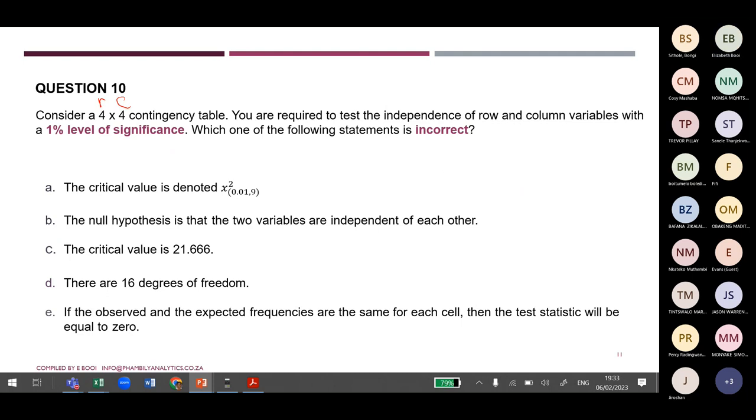Let's go one by one and eliminate. We're looking for the incorrect statement. Number A, how do we find the critical value? Remember your critical value for chi-squared is alpha and the degrees of freedom. And your degrees of freedom is your number of rows minus one times the number of columns minus one. Is A correct or incorrect? So it means you need to do some calculations. You are told how many rows and columns you have. Number of rows minus one times number of columns minus one. That is your degrees of freedom.